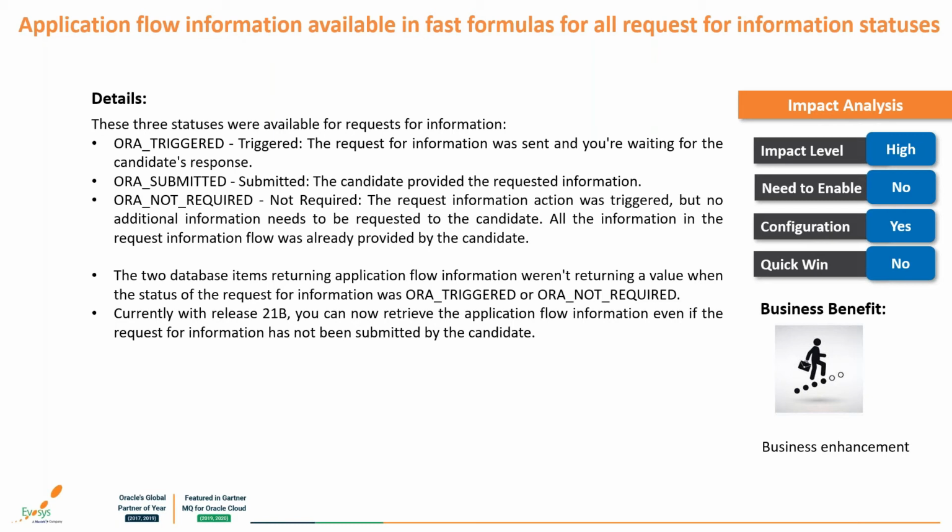So when all the information in the request information flow was already provided by the candidate, you will receive the status of ORA not triggered. And yes, two database items were not giving the value when request for information status ORA triggered and ORA not required was done. So currently with 21B, you can now retrieve the application for information even if the request for information has not been submitted by the candidate.